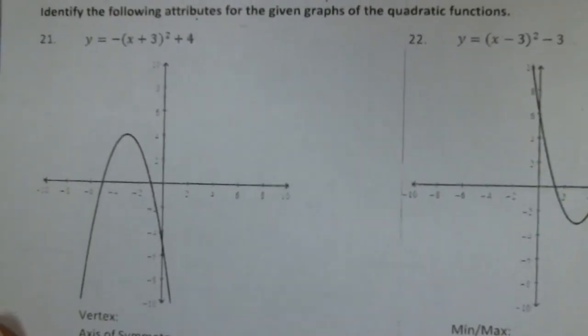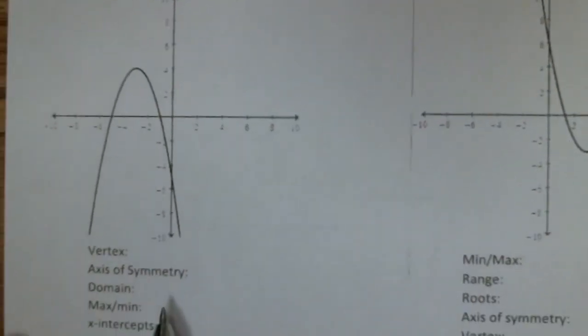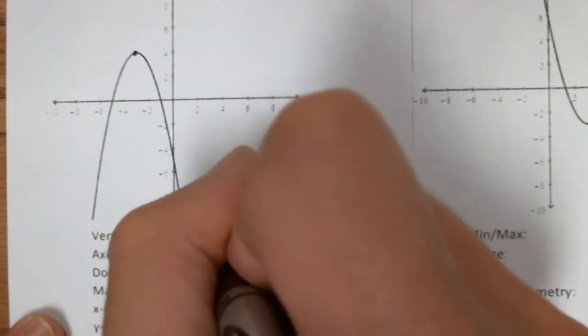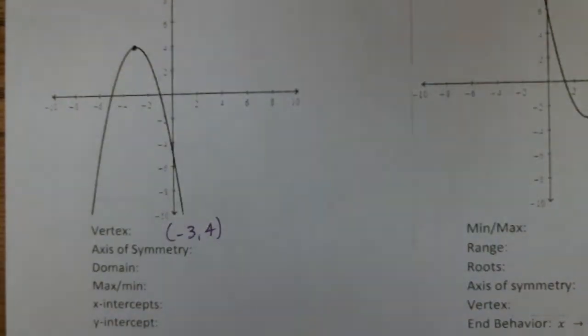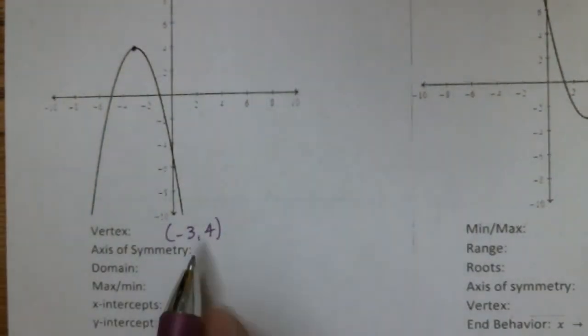All right, so the first one here, number 21, they want us to answer all of these attributes and characteristics. The vertex, that's an easy one. That's just the highest spot right here. That is just simply negative 3, comma 4. Okay, negative 3, comma 4.